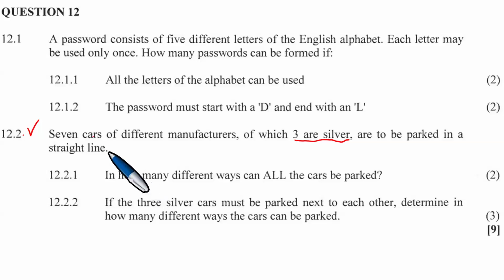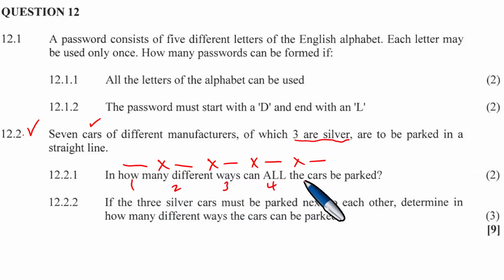So the cars are how many? There are 7 cars. So the 7 cars are to be parked. You need to create 7 possible spots: 1, 2, 3, 4, 5, 6, 7. So you'd have 7 possible parking bays for the cars. And then now, because the cars are 7, now you will have this parking spot.